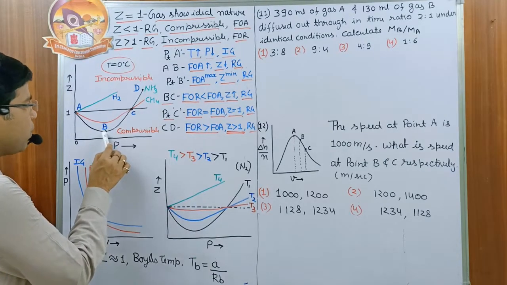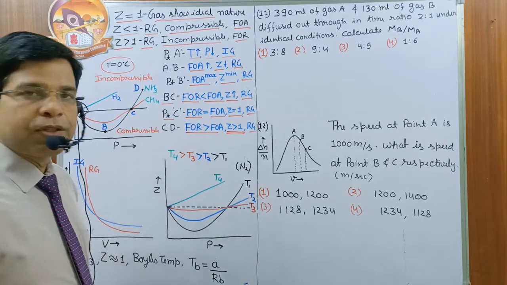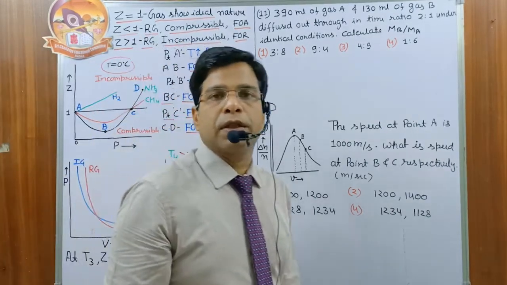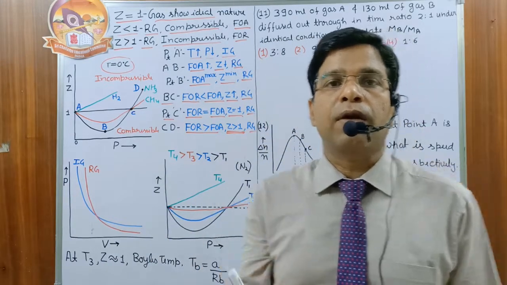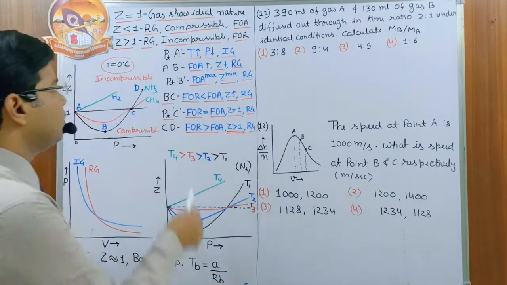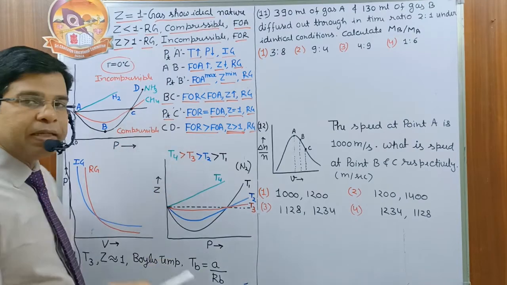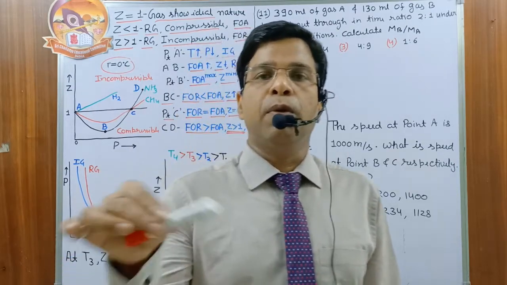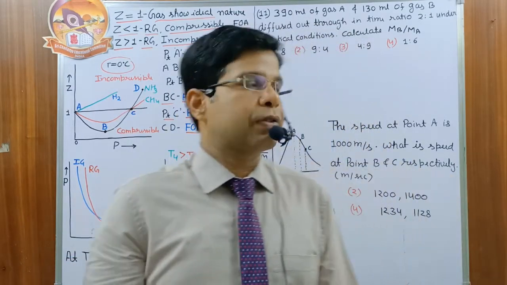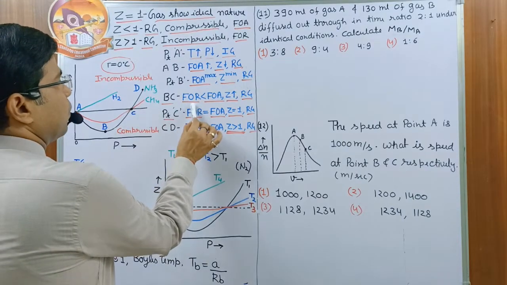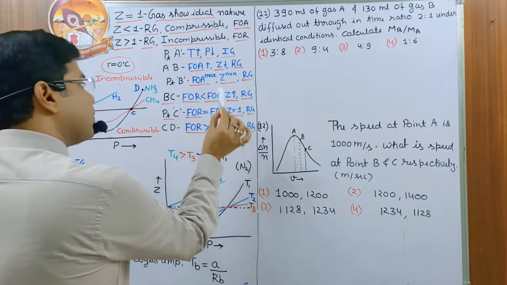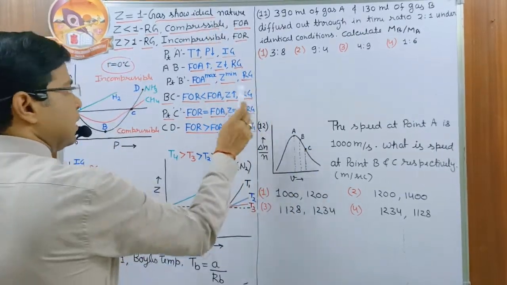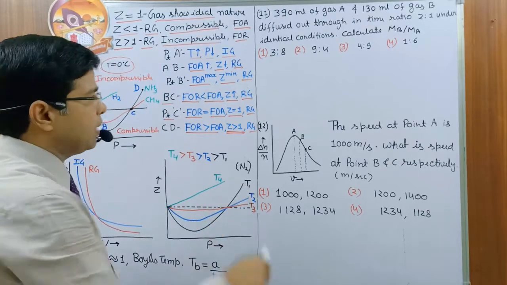Then from the point B to C, when we are increasing pressure, now what happens? The force of repulsion increases. Nucleus repulsion, electron repulsion increases, that overcomes the force of attraction. So this time the force of repulsion increases, but still it is less than the force of attraction. So the value of Z is still less than 1, and the gas is still more compressible as compared to the ideal gas. So for the line BC, the force of repulsion is still there, but it is less than the force of attraction. The value of Z now increases. Still the gas is compressible in nature.